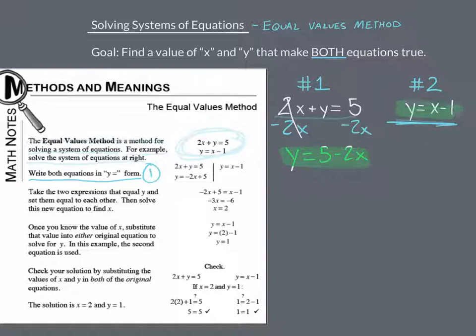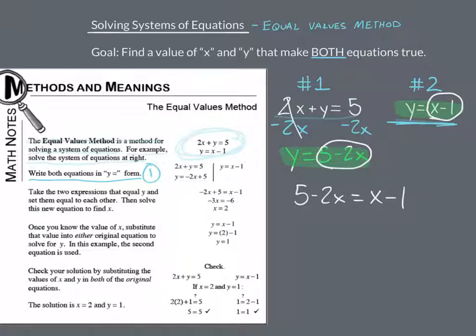Now we have our two equations in y equals form. Equation 1, equation 2. Our next step says take the two expressions that equal y and set them equal to each other. Let's do that right now. We're going to take this first one, 5 minus 2x, and this one, x minus 1, and set them equal to each other. So 5 minus 2x is equal to x minus 1. We are allowed to do that because both of these expressions equal y, so therefore they must be the same thing.